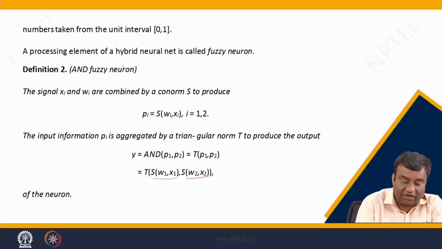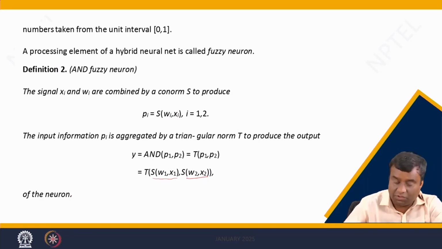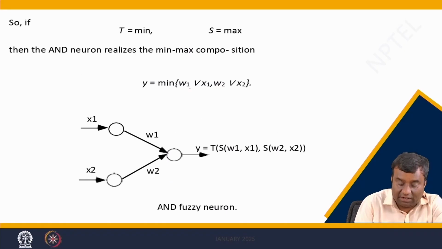A processing element of a hybrid neural network is called a fuzzy neuron. So here we have an AND fuzzy neuron. First, the signals xi and wi are combined with a T-conorm S, that is, the maximum of these two. The input information pi is then aggregated by the triangular norm T to produce the output, the minimum. So first you find the maximum, then you find the minimum. That is the AND fuzzy neuron.